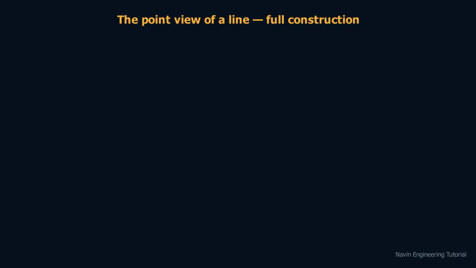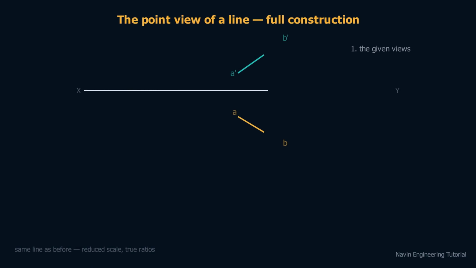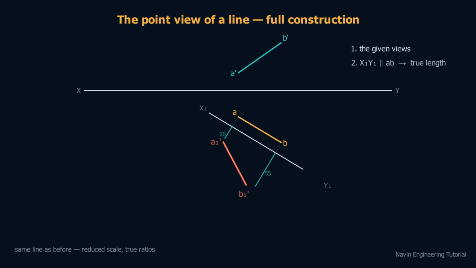This time we will run the complete construction, start to finish, on a single figure. Step 1. The given views of the same line as before, front view above the XY line, top view below. Step 2. The method we just learned. X1, Y1 parallel to the top view, heights 20 and 55 carried across as arrows from the new axis, and there is the true length. Step 3. A second auxiliary plane, X2, Y2, drawn perpendicular to the true length, perpendicular to the line itself. Looking through this plane means looking straight down the barrel of the line.